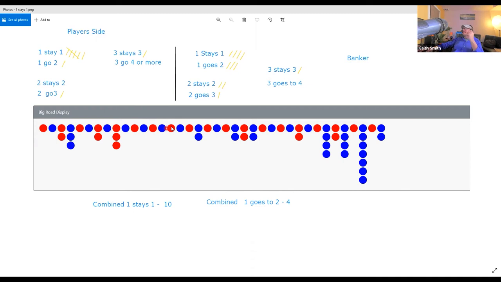Right. And the nice thing about tracking this way, it's easy to make slashes, but now the app has made it a lot easier with colors and coding, especially if you play Stadium Baccarat, because it's so darn fast. The app is really advantageous to use in Stadium Baccarat.